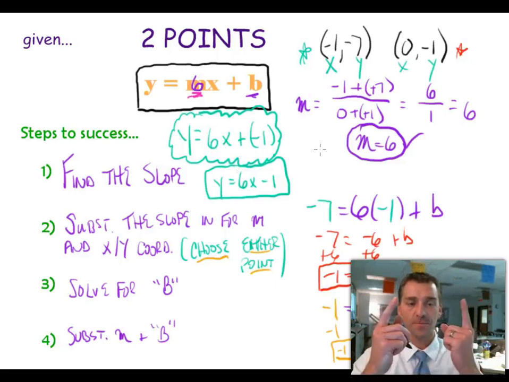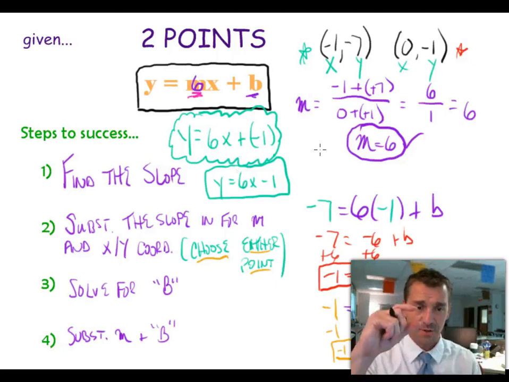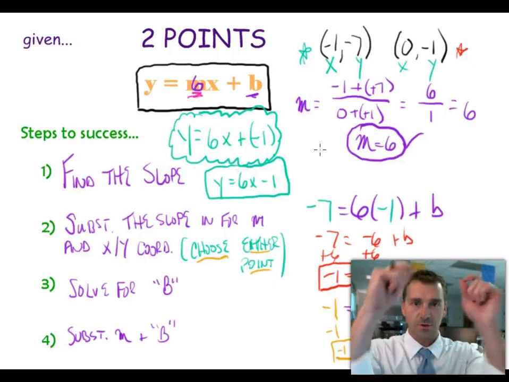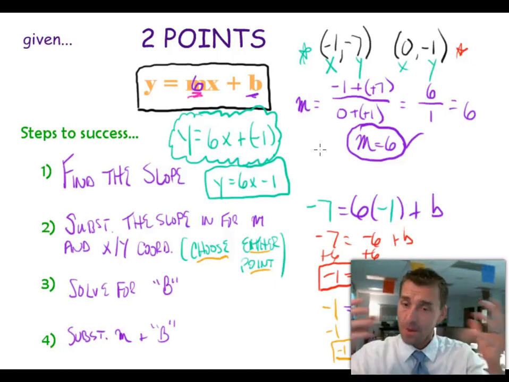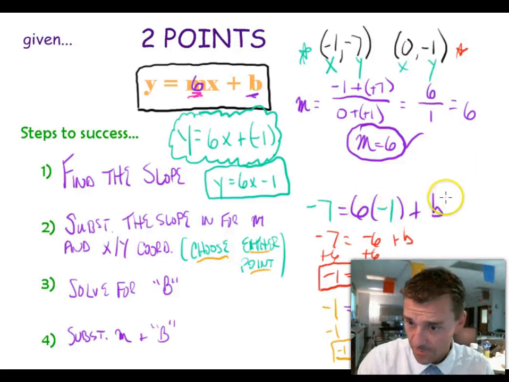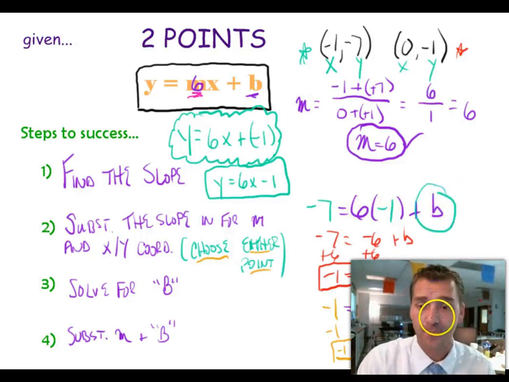So take your 2 points, find a slope. Use that slope. Use the x and y's, whichever point you want to choose. Plug it in. And then over here to the right, solve it for b. And that's all you got to do, and you're done.